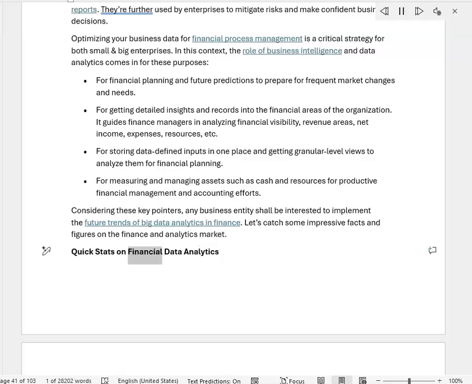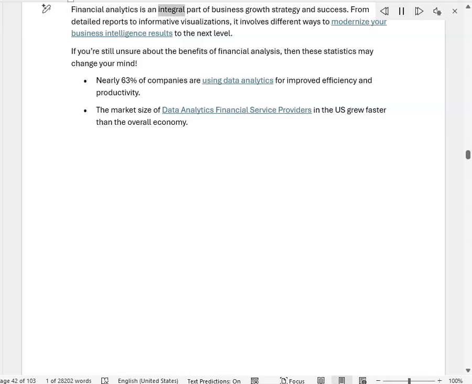Quick stats on financial data analytics. Financial analytics is an integral part of business growth strategy and success. From detailed reports to informative visualizations, it involves different ways to modernize your business intelligence results to the next level. If you're still unsure about the benefits of financial analysis, then these statistics may change your mind. Nearly 63% of companies are using data analytics for improved efficiency and productivity.